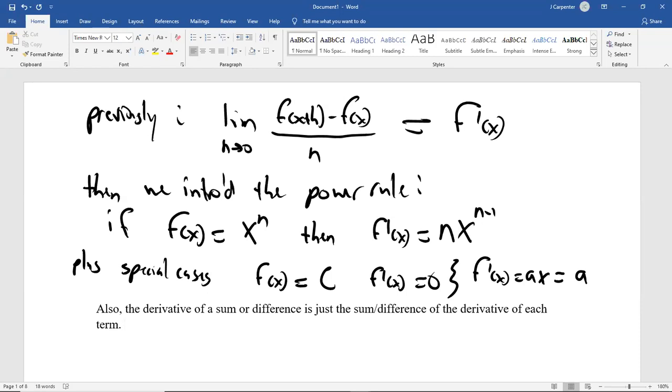So the derivative of a sum or difference is just the sum or difference of the derivatives. In other words, having pluses and minuses of extra terms really doesn't have a drastic effect. But we did point out that this is not true for products or quotients.